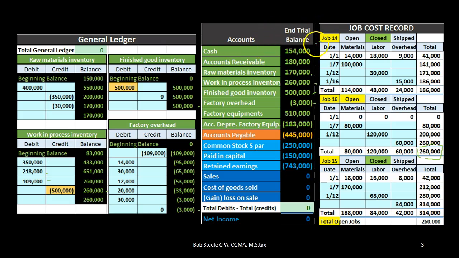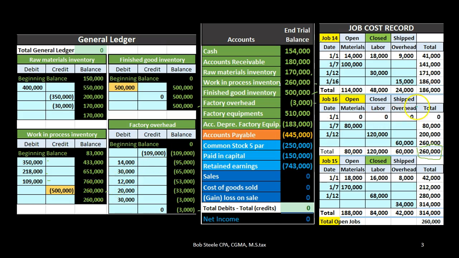In this example, we have job 14, 15, and 16, tracking the costs per job, including materials, labor, and overhead. Only open job in this example being job 16 is open, and we have the 260,000 total in that job. Because that's the only job open, that is what's backing up this number on the trial balance, 260,000, as well as this number on the general ledger.